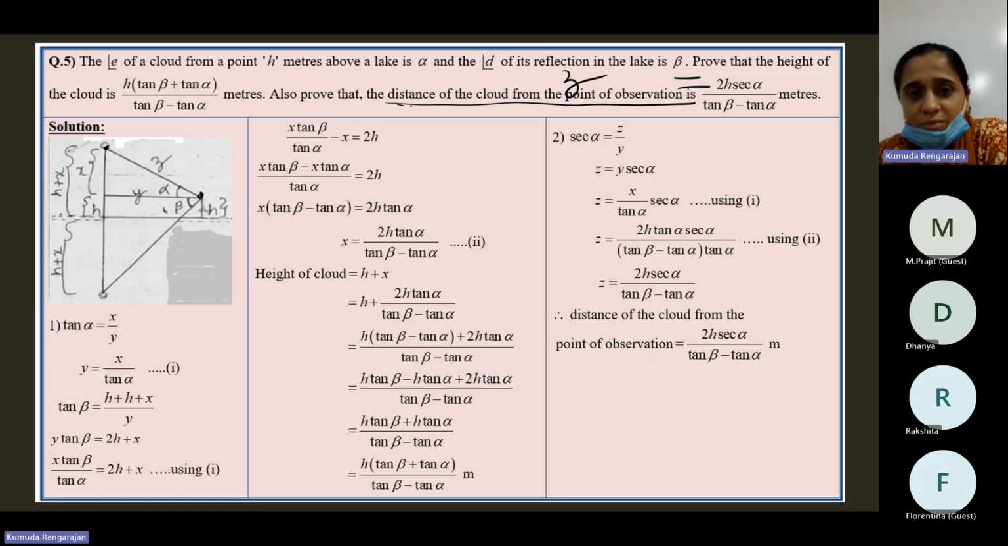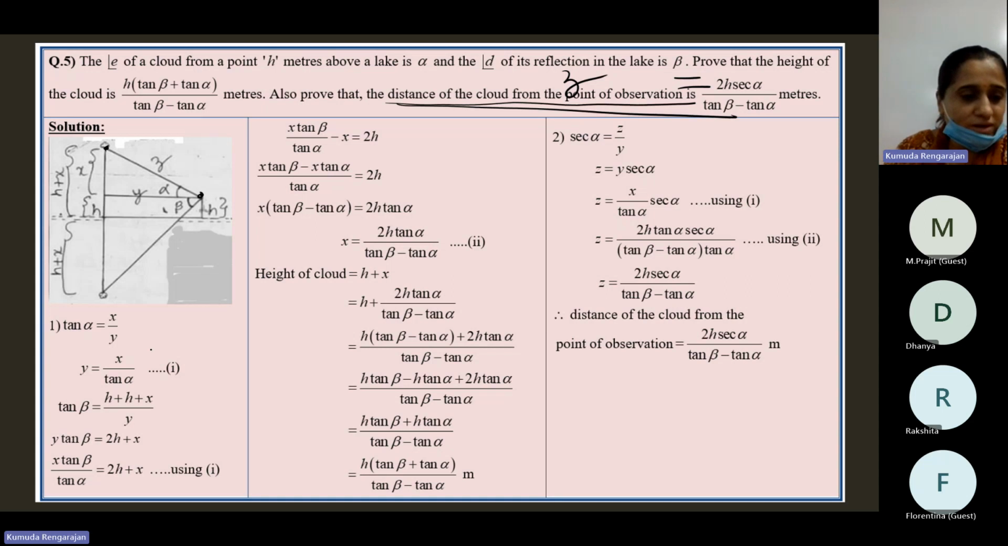So the distance of the cloud from the point of observation is z. You should get z is equal to this expression. We have secant alpha is equal to z by y. So cross multiply, you get z is equal to y secant alpha.